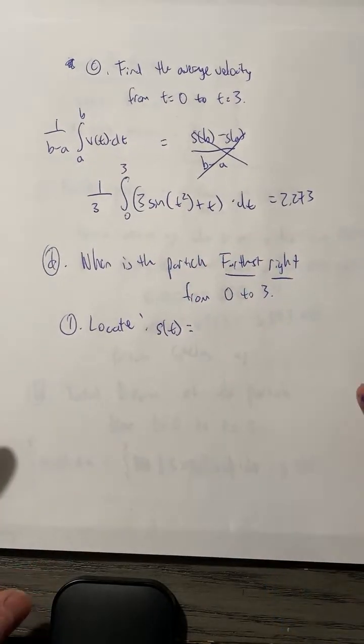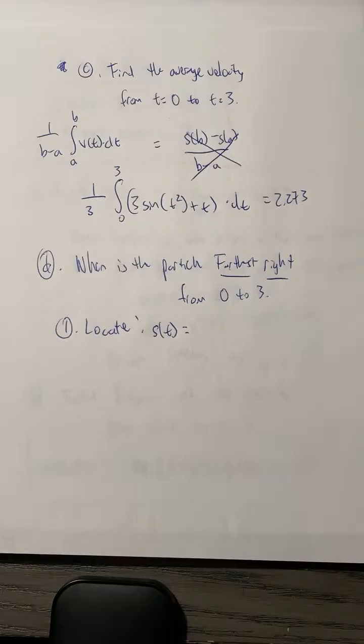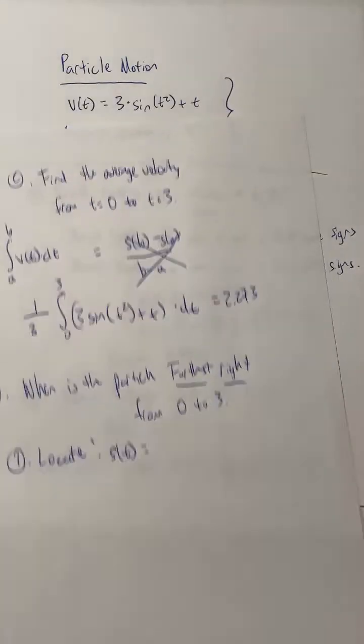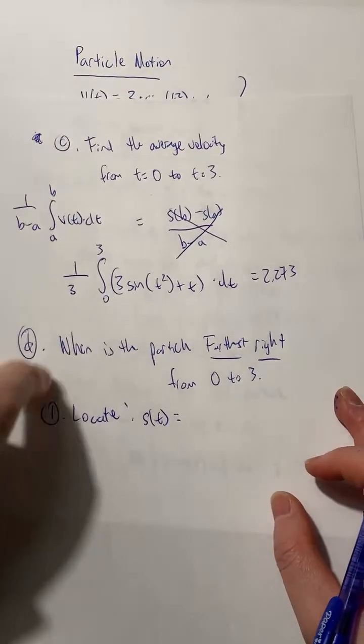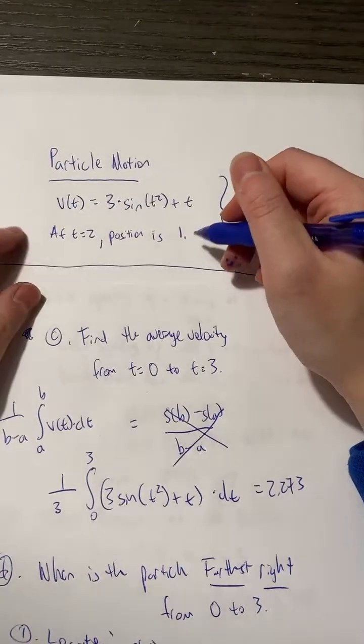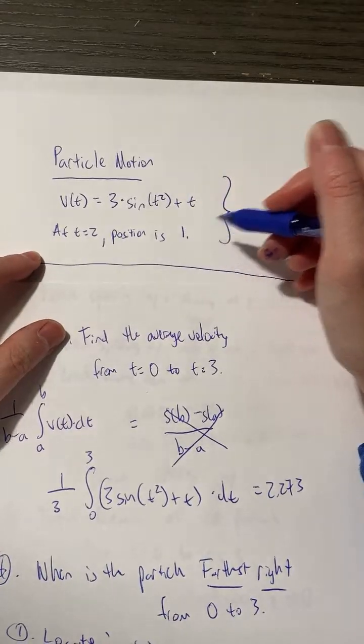And just like with rate in, rate out, when you do the finding, S(t) is the antiderivative of V, and how you're going to write it is you're going to use the fundamental theorem of calculus. We can't do the plus C method because we're not going to be able to take this integral. So it's going to be the initial condition. And let's look at the initial condition here. At t is equal to 2, the position is 1.